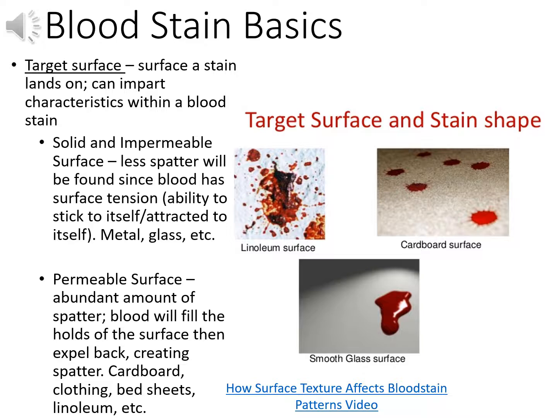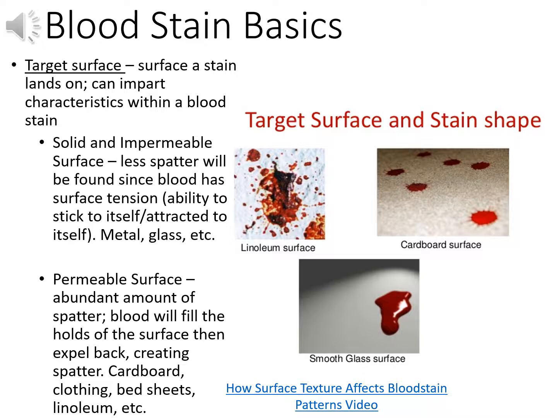So in the first case, if we think about a solid and impermeable surface, then we're going to have less spatter found because the blood has significant surface tension, so that's going to keep the blood together, such that if we have a metal or glass surface, then we're much more likely to find a drop that's intact and together, like we see at the bottom center there of our different blood type surfaces. The smooth glass surface in particular we think of as impermeable. So that's going to give rise to a much smoother appearance of a blood stain, and a blood stain that will take much longer to dry because it sticks together.